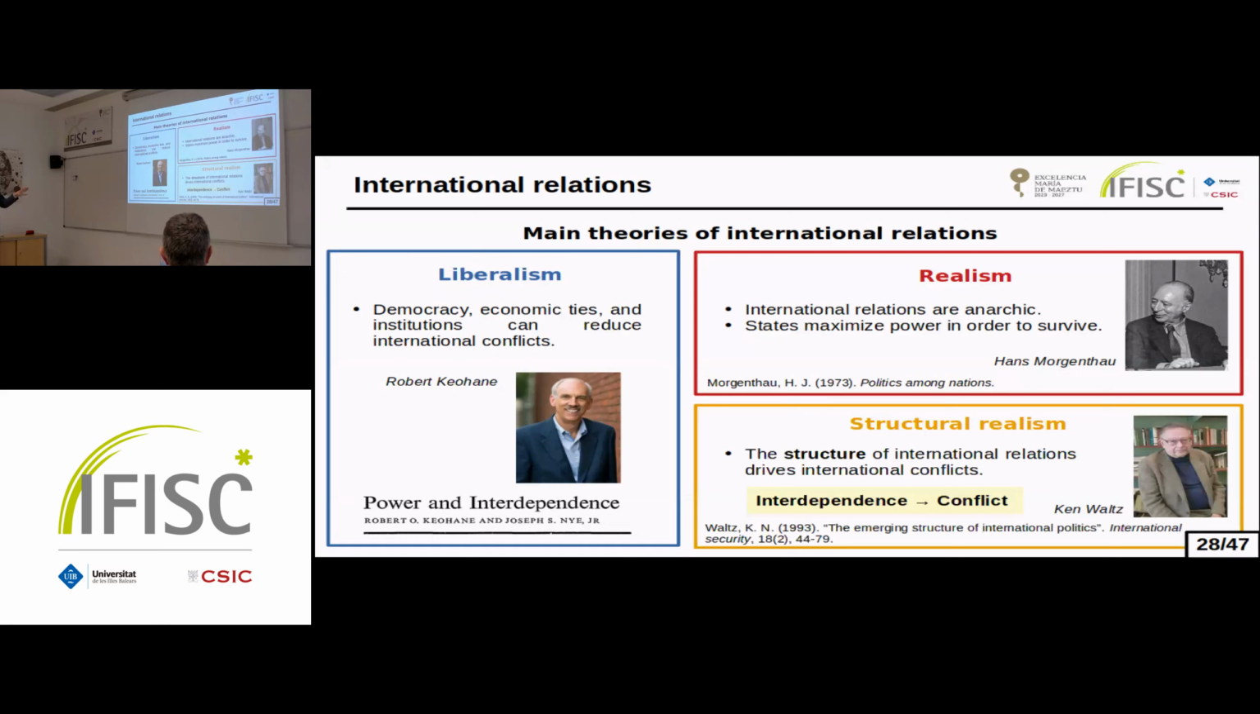Now, realism has an evolution that is called structural realism that says that conflict is not the result of human nature, but a result of the structure of the international system. This is, in my opinion, the most appealing point of view from a complex systems perspective, because it, in essence, says that interdependence, that interactions and network structures are the key factors behind the presence or absence of conflict.